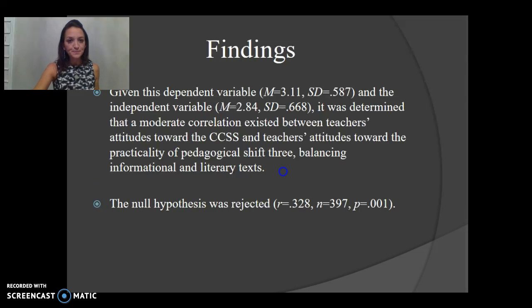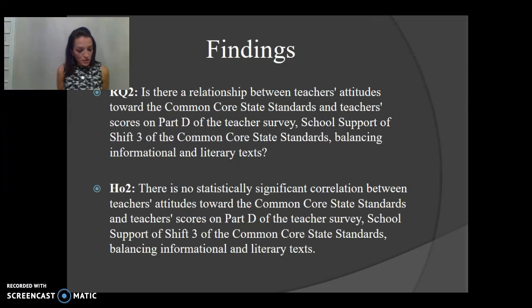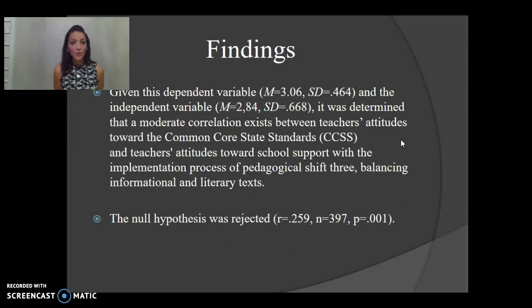The next research question, the null hypothesis, was also rejected, and that is because there was found to be a statistically significant relationship between teacher attitudes of the Common Core and their scores on Part D of the teacher survey, which evaluated the teachers' attitudes of the school support when it comes to the implementation of Shift 3. Here you'll see that the correlation coefficient for these two variables is 0.259, and this does indicate, again, a moderate statistical linear correlation between these two variables.